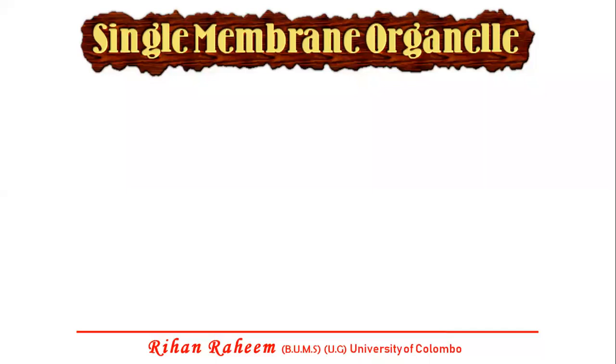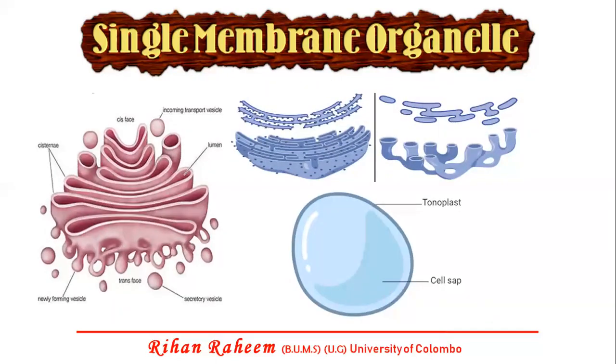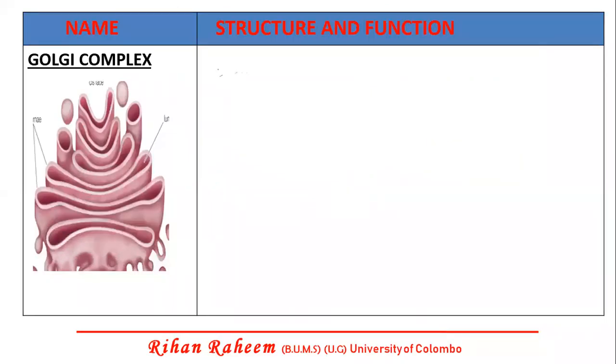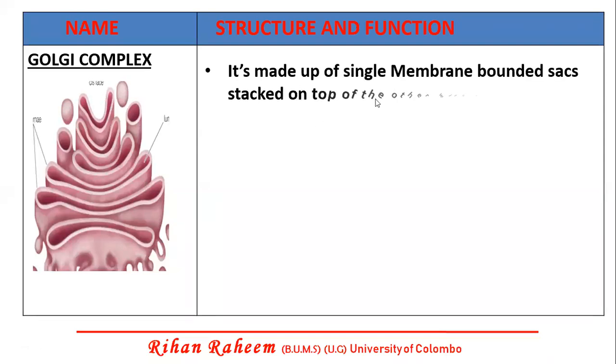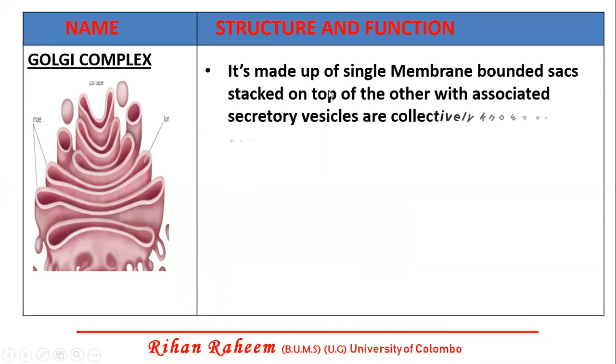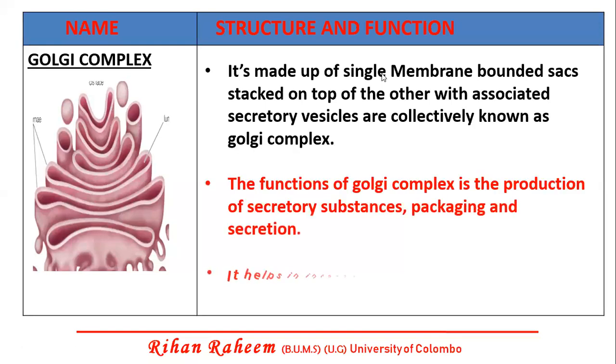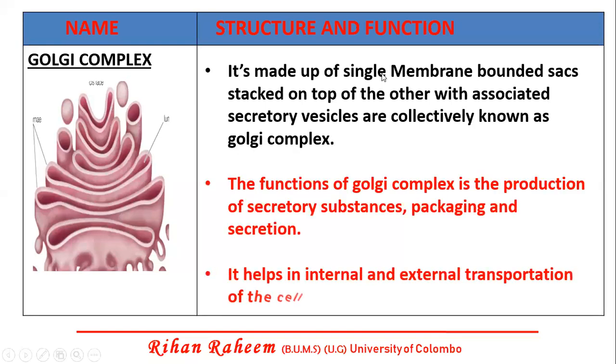Okay, so single membrane organelles. Now we are going to study the single membrane organelles, after the double membrane ones. The first one we are studying is the Golgi body, or Golgi complex. It is made up of single membrane bound sacs stacked one on top of the other, associated with secretory vesicles. All these are collectively known as the Golgi complex.